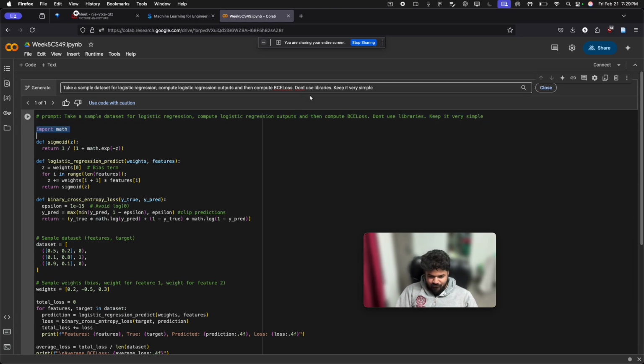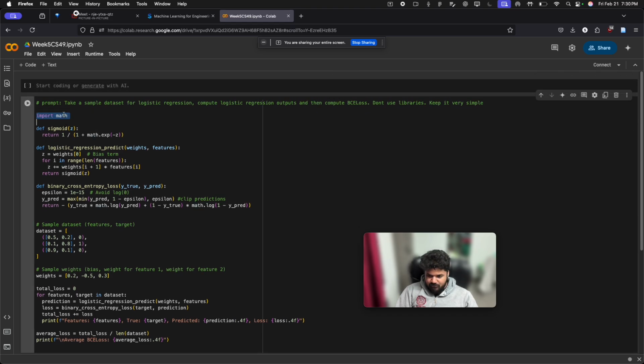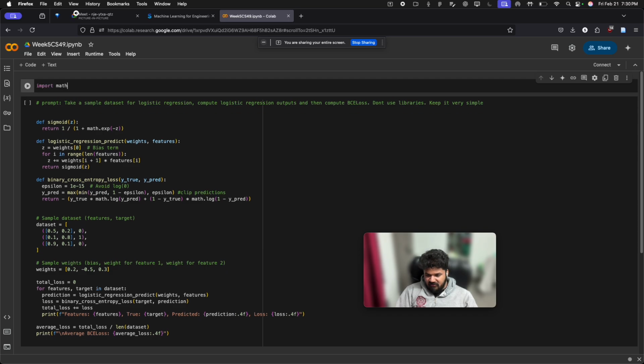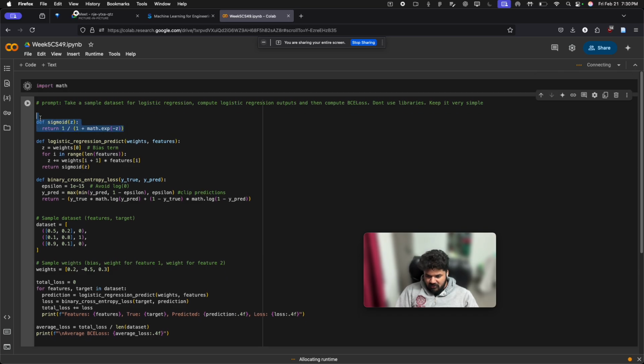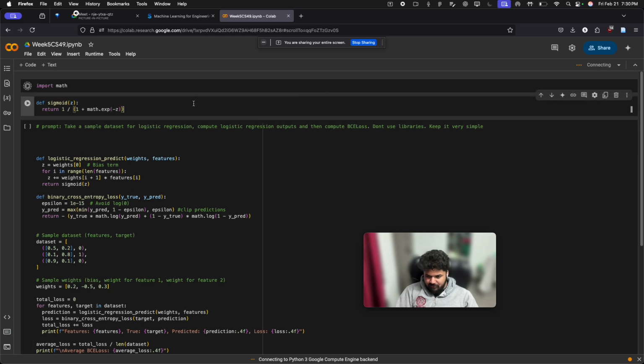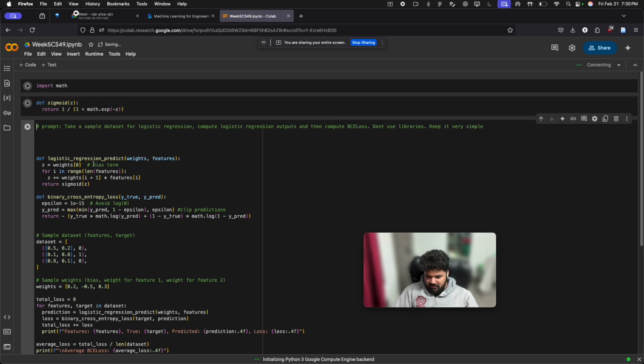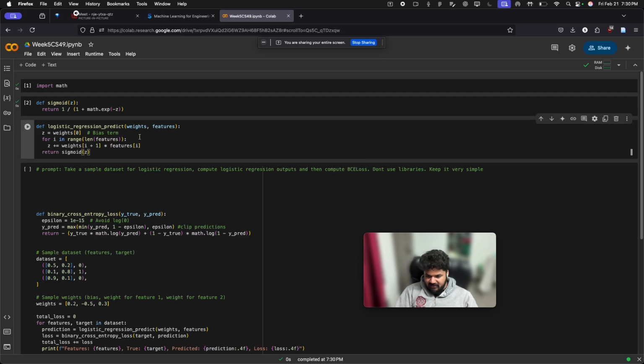I import the math library because sigmoid, exponential, etc., lie in this. So this is what sigmoid is. Sigmoid is 1 by 1 plus exponentiation of minus some value z. Okay, let me write this logistic prediction. It has been written in a loop, but I'll write it more simply. This is the bias term. For all other features, we take weight i plus 1, multiply by the feature, and add it. So this gives you sigmoid. Is it understandable, or should I write it simply?